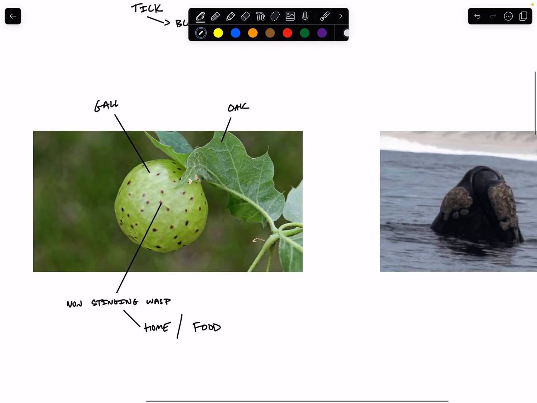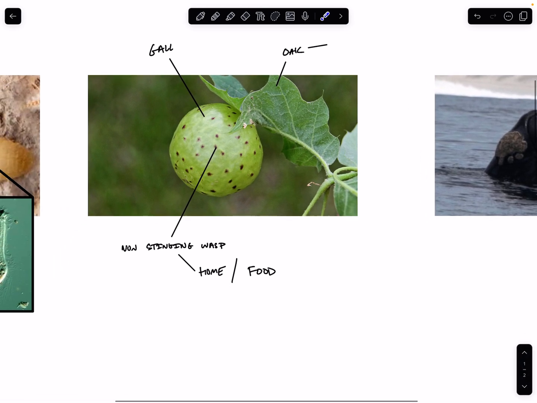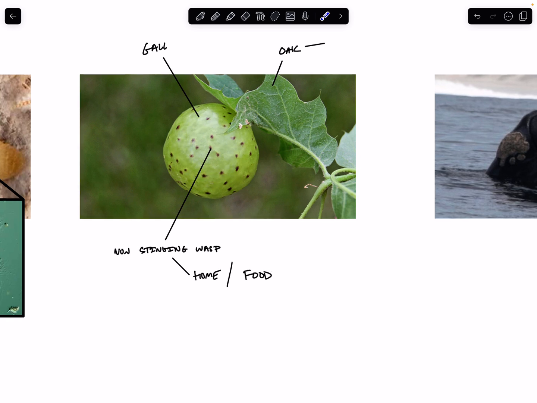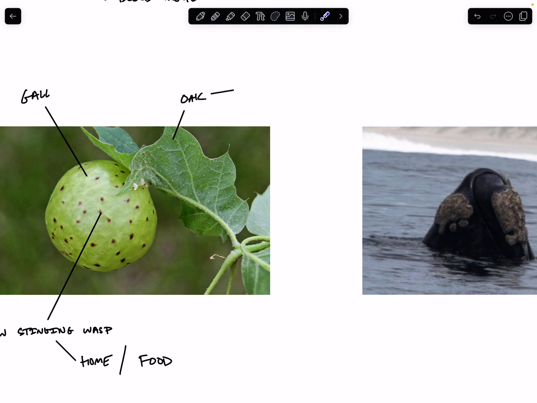It's bad for the oak tree because it just gets tricked. This is actually oak tissue. These are made up of oak cells here. So it's spending energy building a home for the wasp.